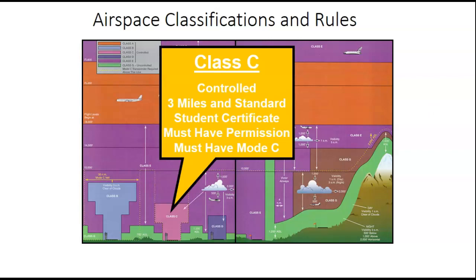Class C airspace is around a little bigger and busier airport than Class D or Class Delta. Class C, or Class Charlie, airspace is controlled, and the visibility requirements for VFR flight are 3 statute miles and remain 500 below, 1,000 above, and 2,000 horizontally from clouds. You can fly in Class Charlie airspace with a student pilot certificate or better, but you must have permission to enter Class Charlie airspace, and you must have a Mode C transponder.